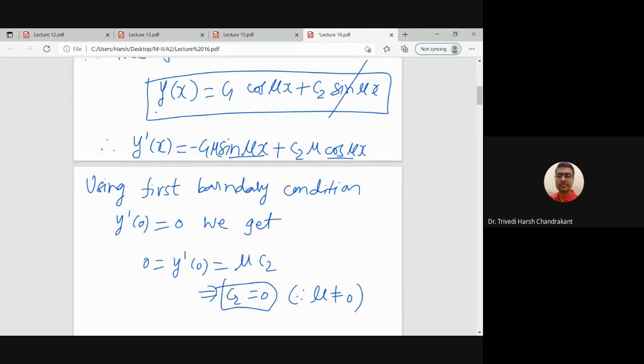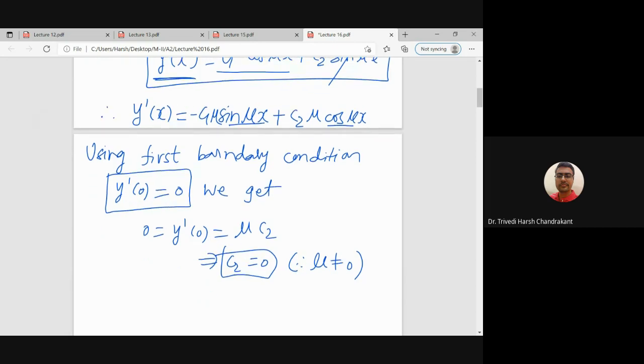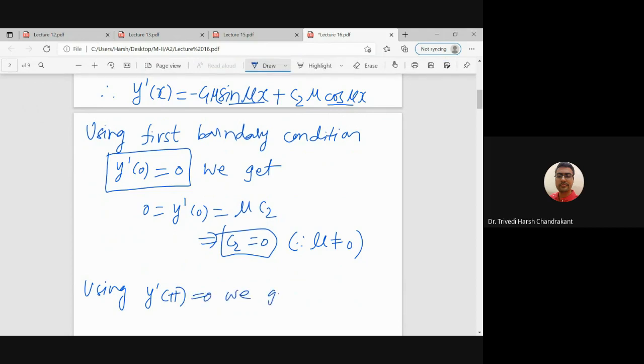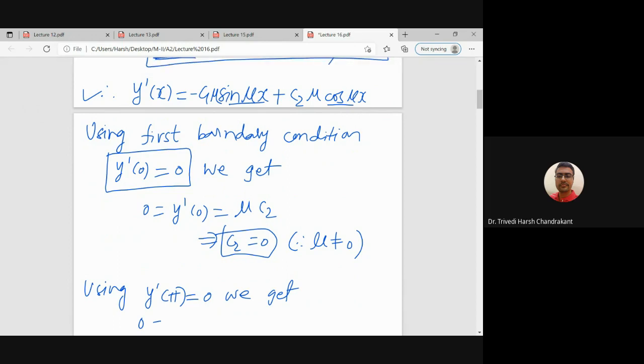So among all the solutions satisfying first boundary condition are of this form, right? Because C2 is 0. So now among these, we shall use the second boundary condition. Second boundary condition is y dash pi is 0. So we get 0 is equals to, now we substitute x equals to pi in this equation. So we get minus c1 mu sine mu pi, right?